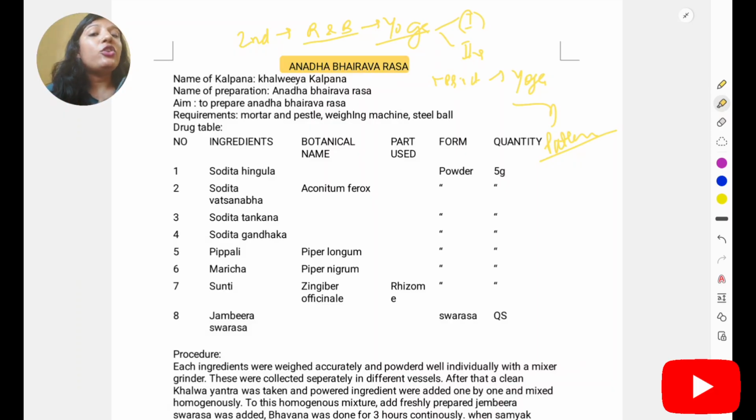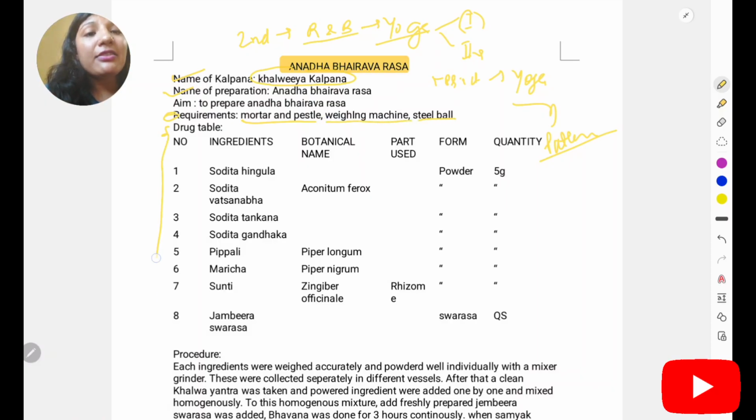You can write these points in the theory paper too. This is the name of the kalpana: it is one of the Khalviya kalpana. The name of the preparation is Ananda Bhairava Rasa. Then the requirements: you need a mortar and pestle for pounding, a weighing machine to weigh the ingredients, and a steel bowl.